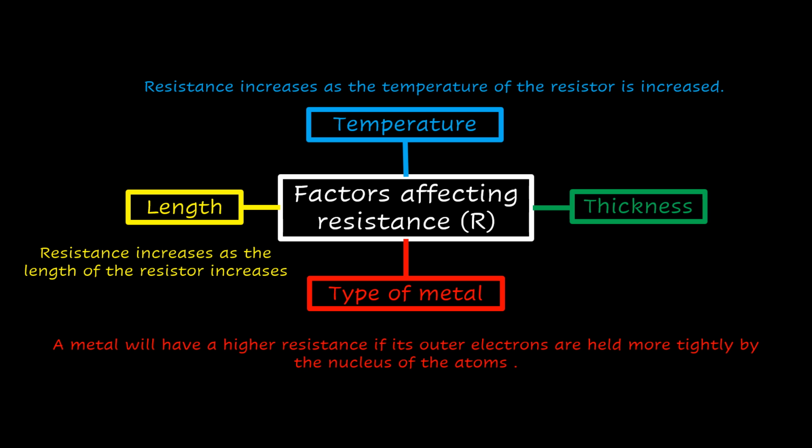Resistance increases as the temperature of the resistor is increased. This means the higher the temperature, the more resistant to electric charge the conductor is. Resistance decreases as the thickness of the resistor increases. The thicker the conductor, the less resistant to electric charge the conductor is.